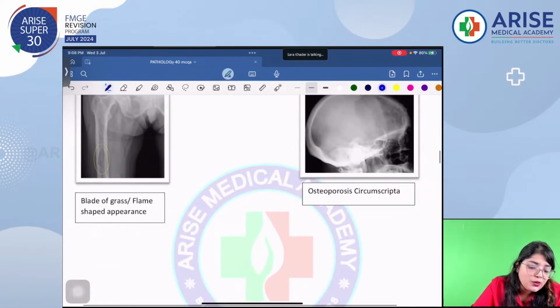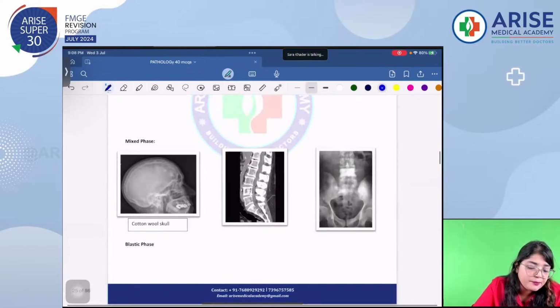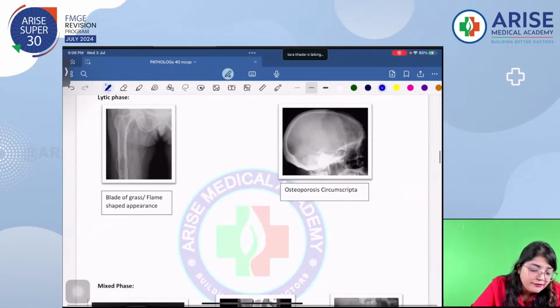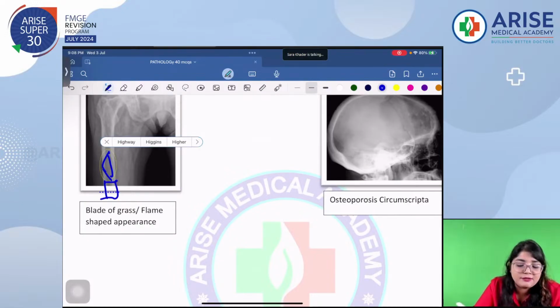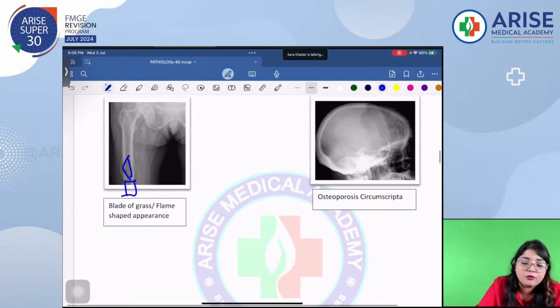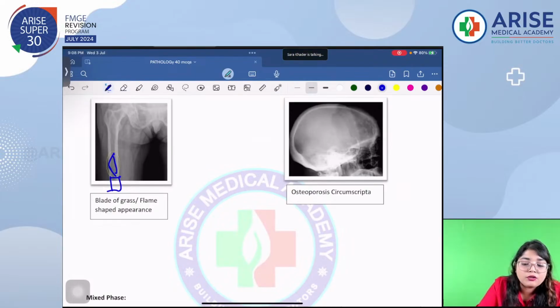Paget's disease, you have three phases, right? Lytic, mixed, and blastic. In the lytic phase, you see this blade of grass appearance, also known as flame shape. So I'll draw a candle here. This is the flame-shaped resorption of the bone. You can also see osteoporosis circumscripta, where there is like whitewashing. The resorption is taken from the starting till the end, right?